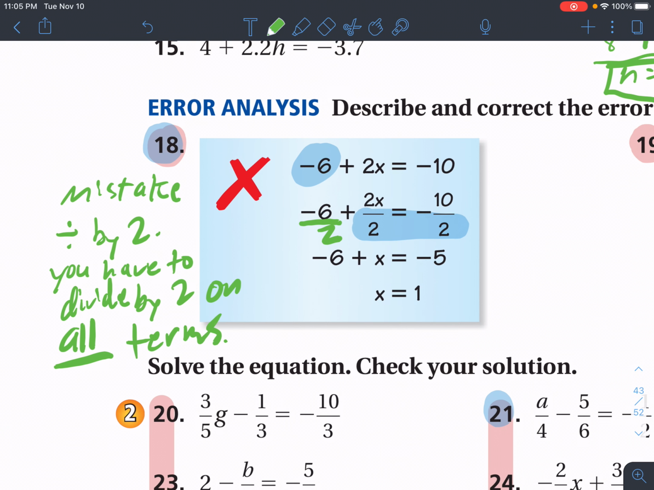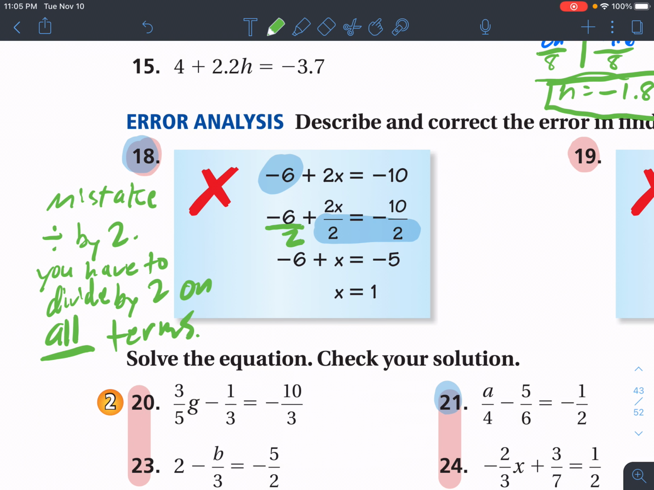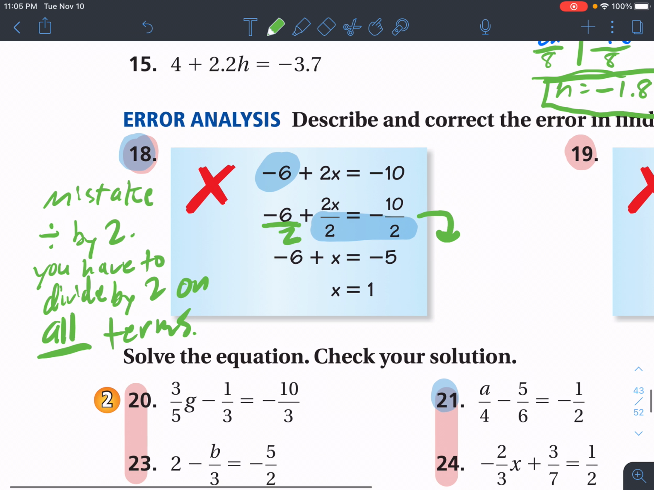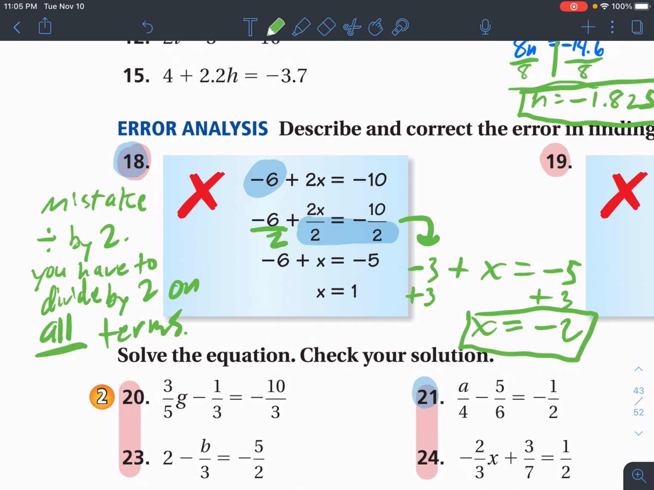We don't do it this way very often because, to be honest, it's a little complicated, but it works. If you were to divide by 2, what would end up happening is you'll get negative 3 plus x equals negative 5, which ends up working really nicely because x equals negative 2. You can do it the other way and you'll still get the same answer, x equals negative 2. It does not matter, you guys. Either way works. So that's 18.